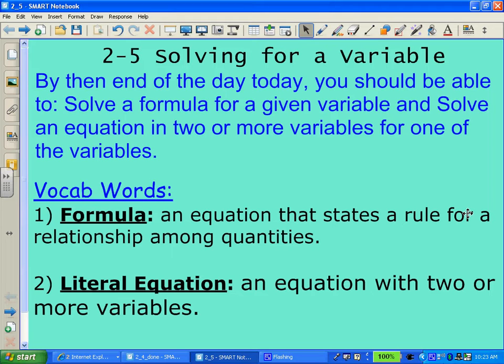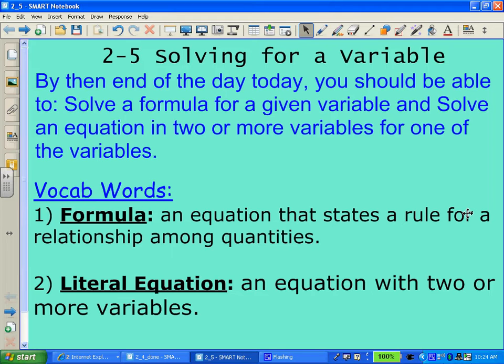We have two vocab words today: formula and literal equation. A formula is an equation that states a rule for a relationship among quantities. So you might have heard of something like the distance formula or the quadratic formula. It's really just an equation with more than one variable, essentially. Very similar to what a literal equation is. A literal equation is an equation with two or more variables. So these two vocab words are kind of talking about the same thing.